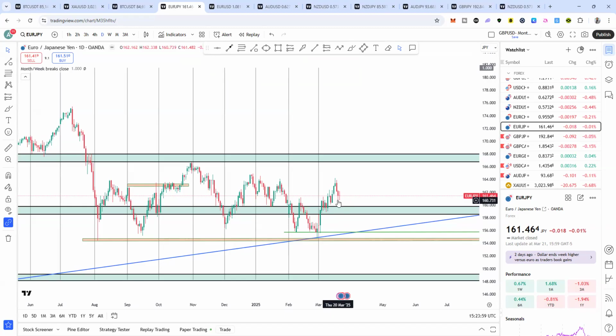There's a support here around 160. We have another one around 158.7. Those are the two areas I'll be looking at. I want to see what price will do around the support first, whether it's going to bounce off or break to the downside further, to this zone. That is for Euro JPY.